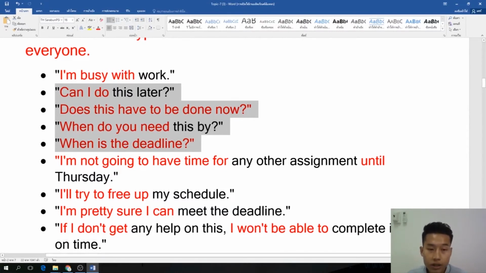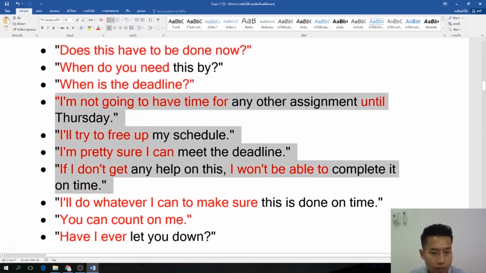And then, when do you need this by? So when do you need this one? When is the deadline? What does deadline mean? Deadline means the last day of the assignment, the last day of submitting, the last day of sending something. Because depending on the situation, right? Sometimes you have to submit your assignment within this week, sometimes next week, Thursday. So based on the situation, you can use this one.